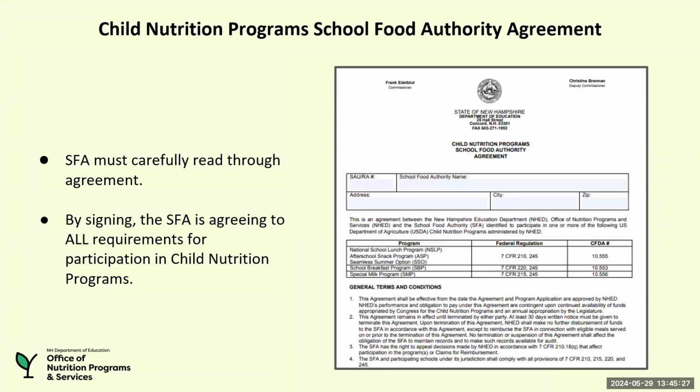Child Nutrition Program's SFA agreement, also known as the permanent agreement. So the permanent agreement is an agreement between ONPS, our office, and the SFA. This must be signed by the superintendent or RCCI director. By signing, the school food authority official acknowledges that he or she has read this agreement, understands it, and agrees to be bound by its terms and conditions. So make sure that this is read through carefully so you know what you're agreeing to.